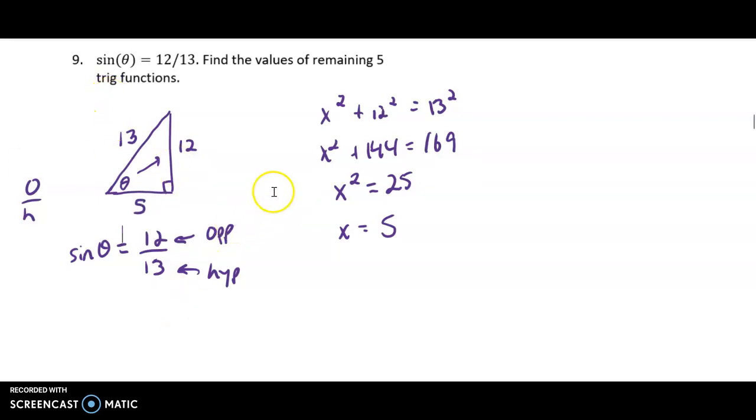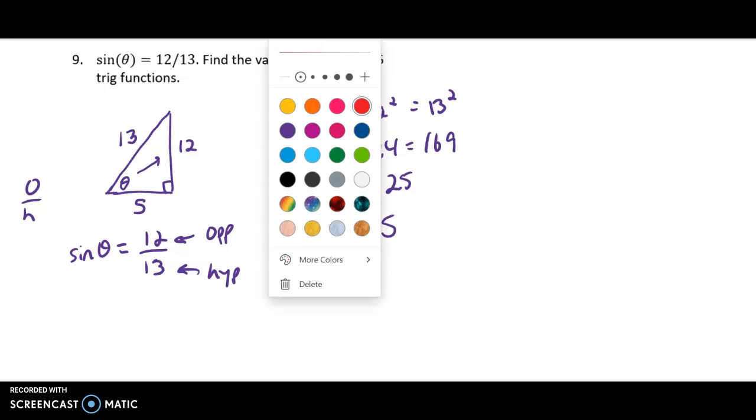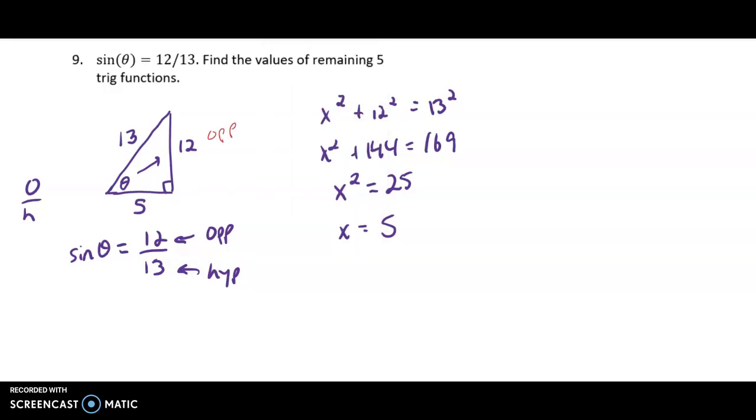Now, this happens to be one of the special right triangles that has integer side lengths. So if you know that that's 5, you don't need to go through this Pythag process, you just write the 5. So from here, I need to find the 5 remaining values. So let me switch to a smaller pen. This is opposite. This is hypotenuse. And this is adjacent in reference to that angle right there.